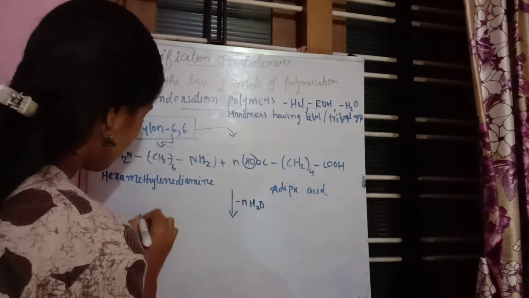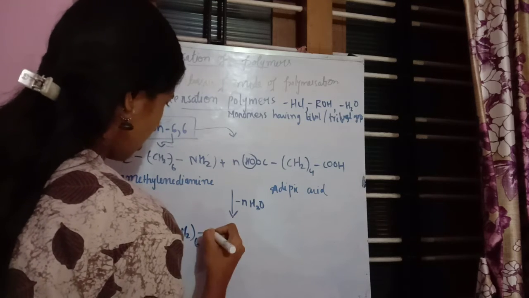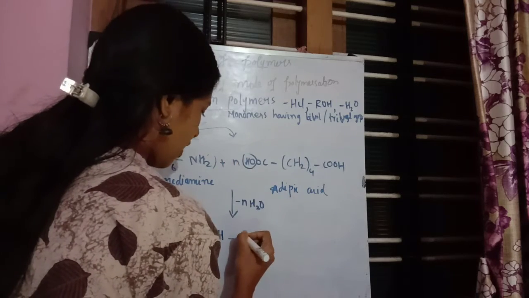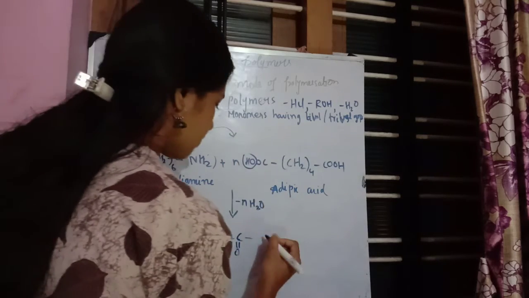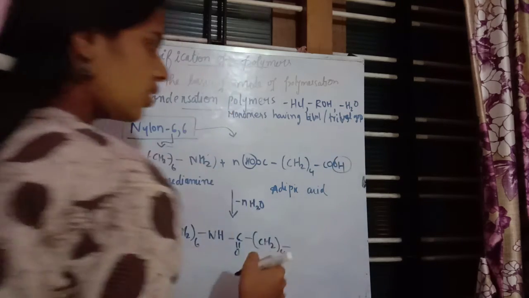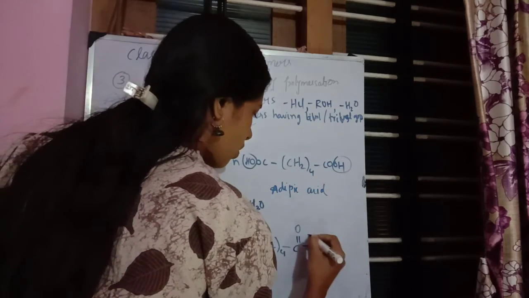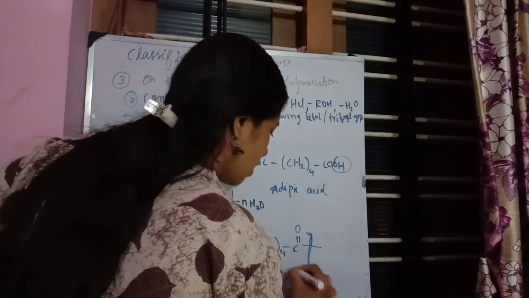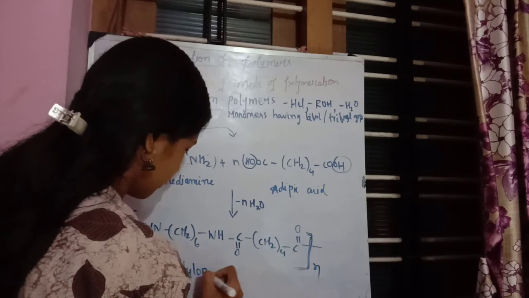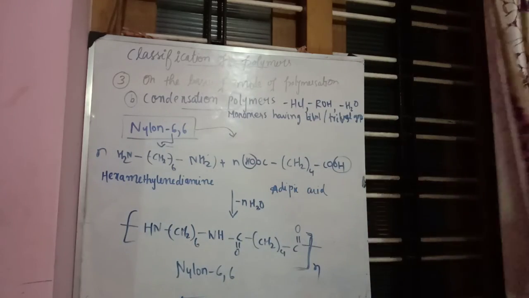So NH, put a bond here and a square bracket. CH2 6 times NH. But then the OH has gone. Then after that we have C double bond O, CH2 4 times, and from here also you have to remove the OH from the acid. C double bond O. Put a bond here, close the square bracket and put n here. And this is nylon 6,6. That's it. We got the polymer. This is a condensation polymer.